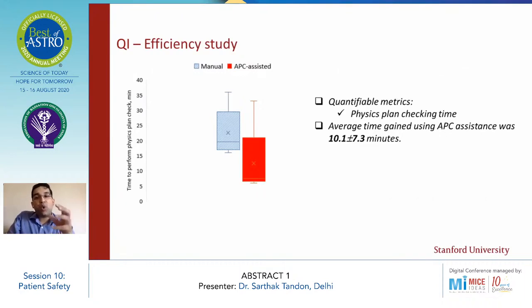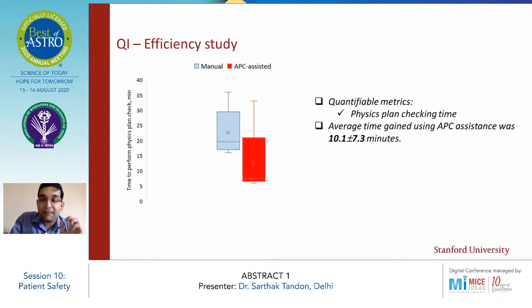So what is the efficiency study? They used 20 clinical treatment plans. This is something which is not mentioned in the slide, but in their paper, they had 8 SBRTs, 6 BMS and 6 PDCRT plans, which were prospectively selected to participate in the efficiency study. These plans were divided into two equal groups. One was for manual physics plan check and the other was for APC assisted plan check.